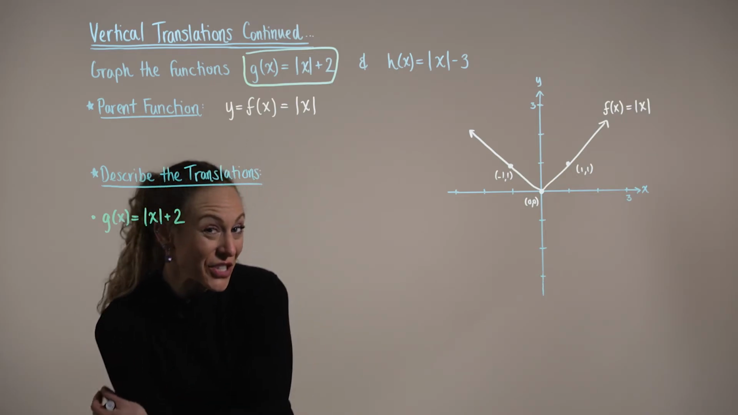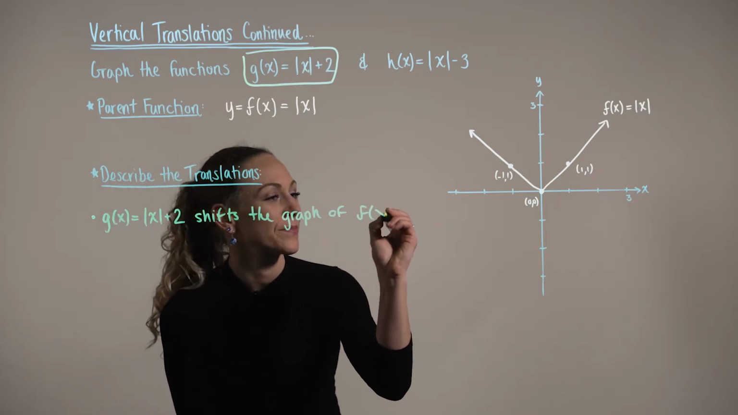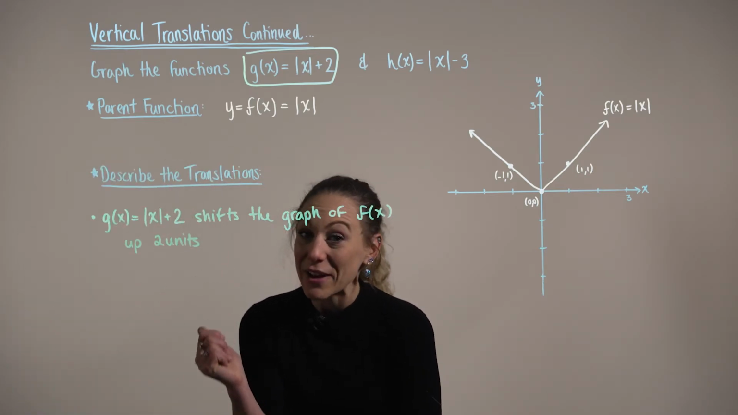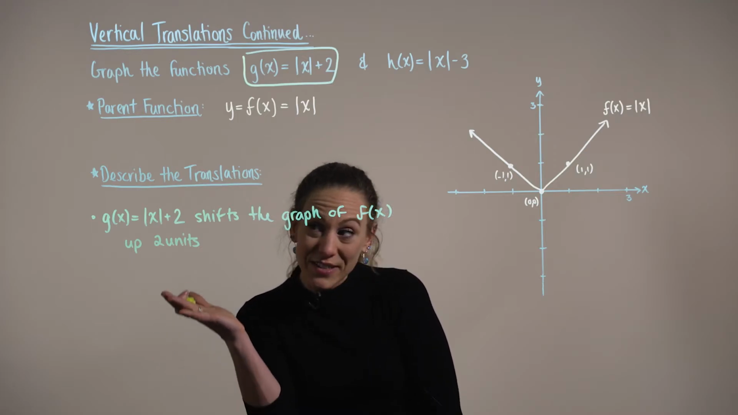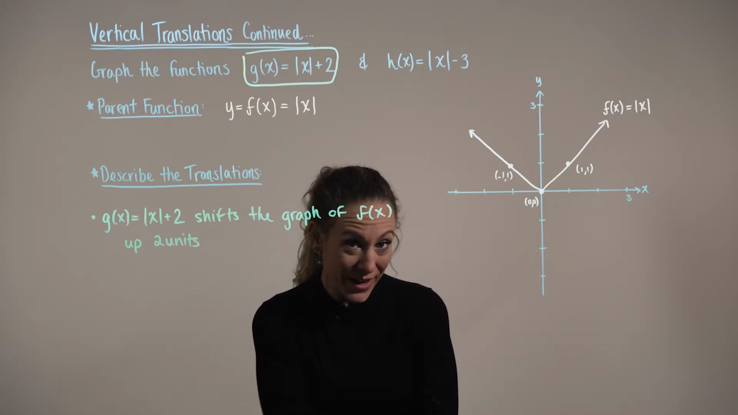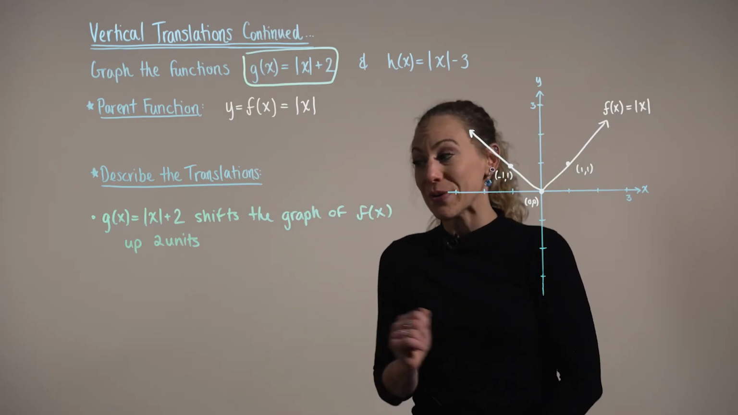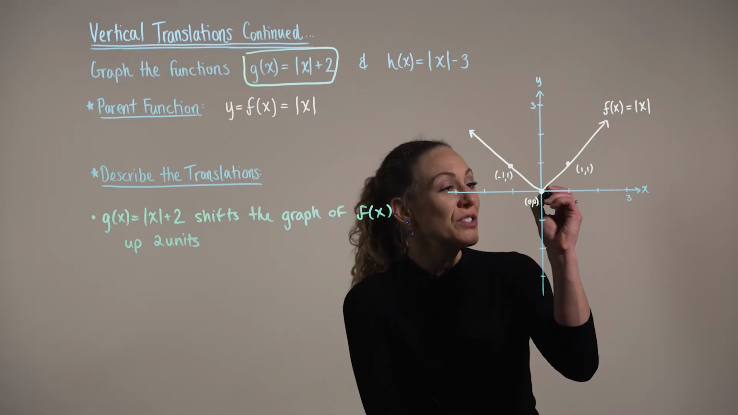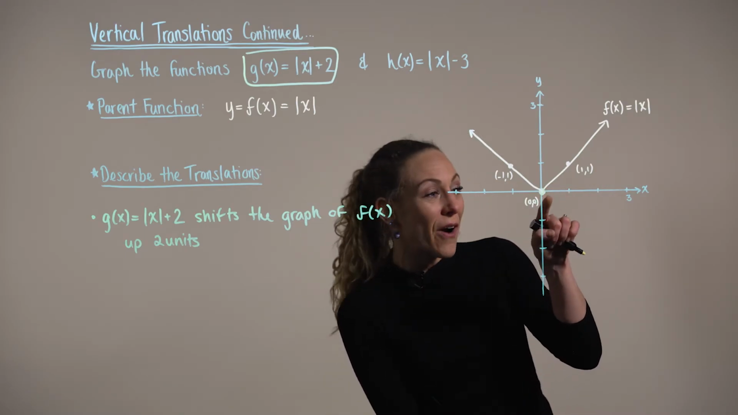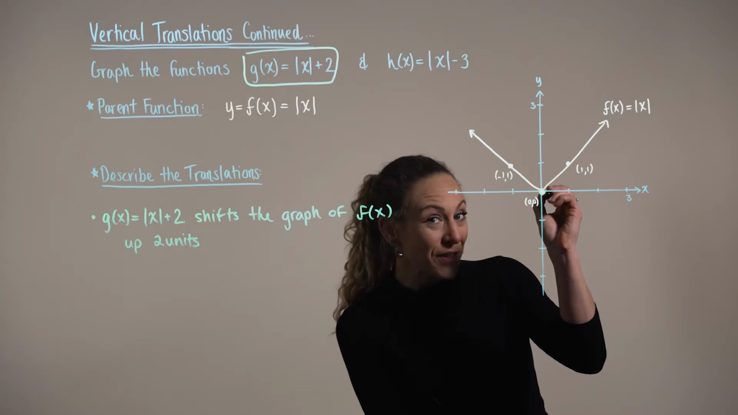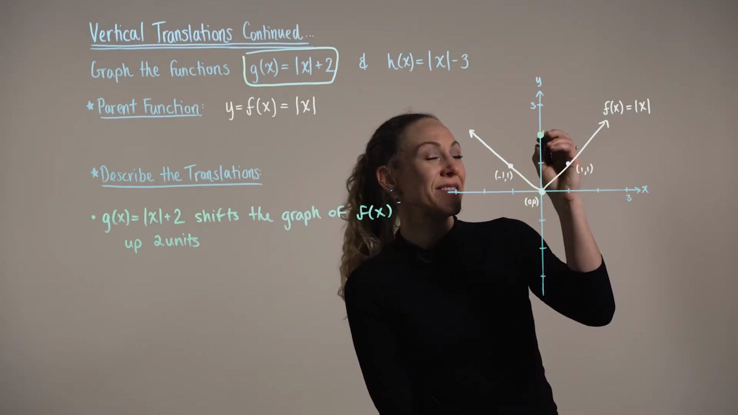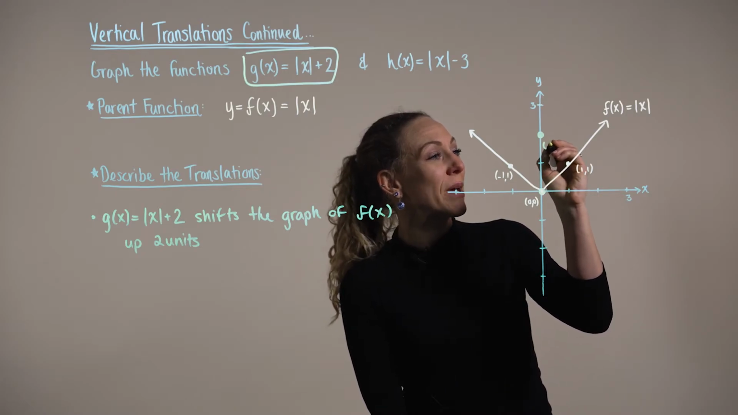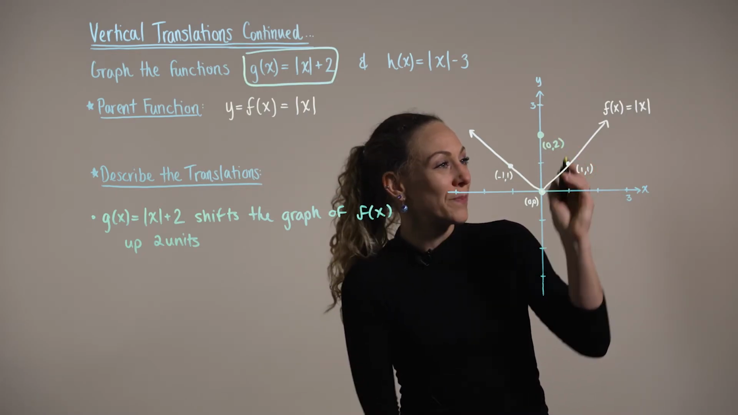So we can say that g of x, because we're adding that positive constant to the absolute value, is going to shift the graph of the parent function up 2 units. So if we start here at the vertex of our absolute value, this vertex point is going to be shifted up 2 units. So we have a new vertex at the ordered pair, 0, 2.